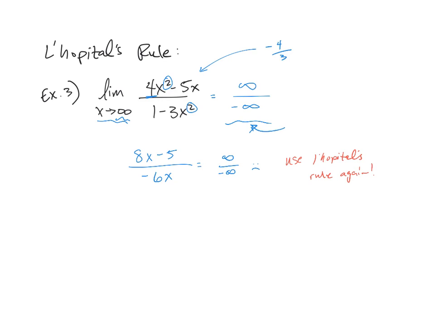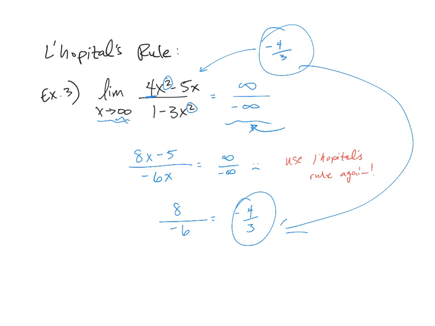If I use L'Hopital's rule again, the derivative of the top this time would be 8, and the derivative of the bottom is negative 6. There's no x's left to substitute, and 8 over negative 6 can be reduced to negative 4/3. So I do get the same answer. It's just another way for you to do it.